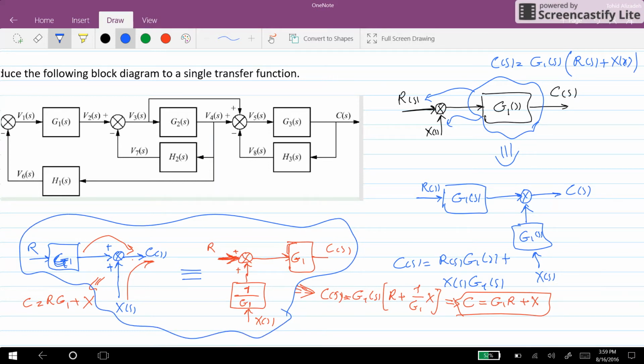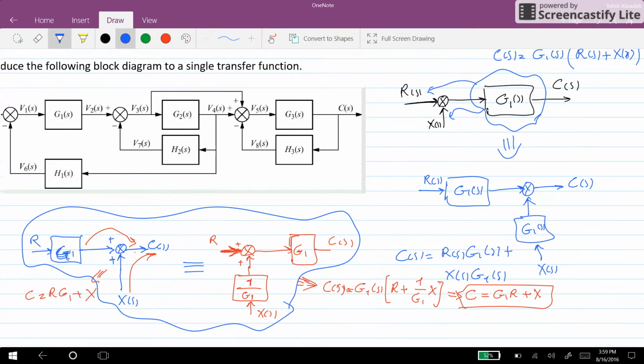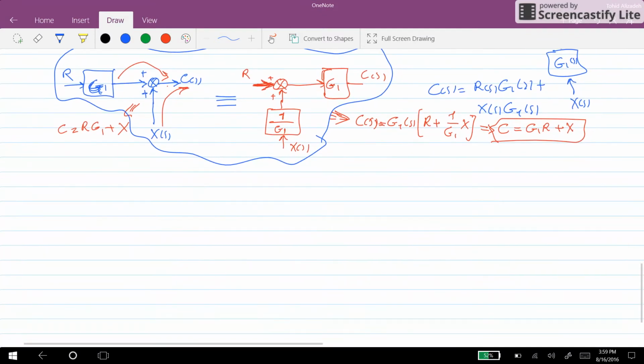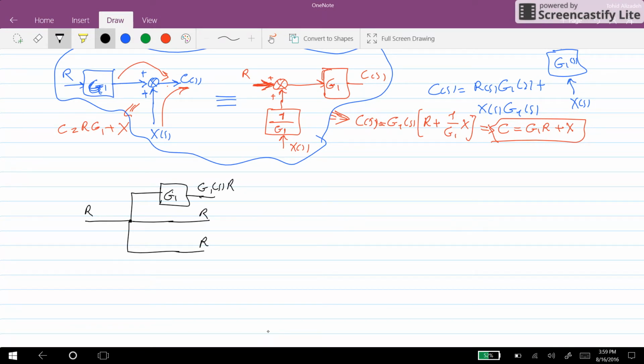Another case in which we need to move the blocks is when we want to move the blocks to the left or to the right of a branch point. I will show you a very simple example. Here we have one signal R, and then we have a branch point, which gives us here a signal G1 times R. Here we will have R itself, and here we will have R again. Now if you want to move this G1 to a point before the branch point, what we will get will be like this.